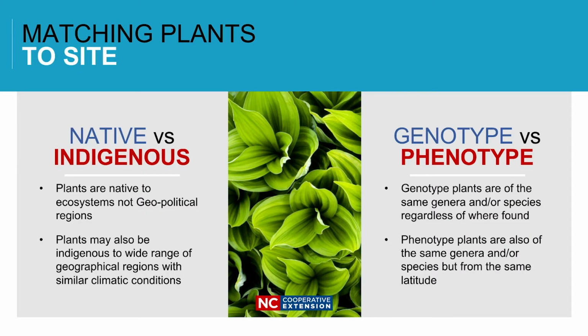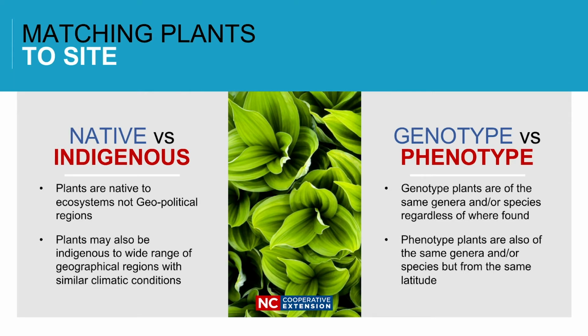So when we're talking about matching plants to site, there are 2 terms that we need to think of. Are they native or are they indigenous? These terms are interchangeable sometimes. Plants are native to ecosystems, not to geopolitical regions. On the other hand, plants may also be indigenous to a wide range of geographical regions with similar climatic conditions. So a plant may be native to North Carolina or indigenous to North Carolina, depending on your perspective. But a plant is not tied to particular states or regions, and they're more related to ecosystems.